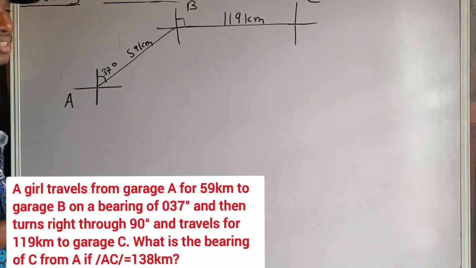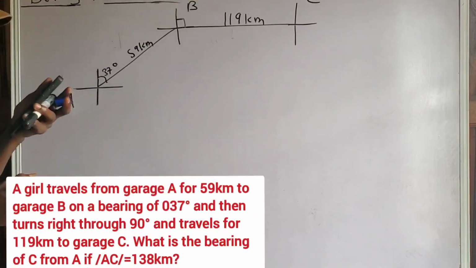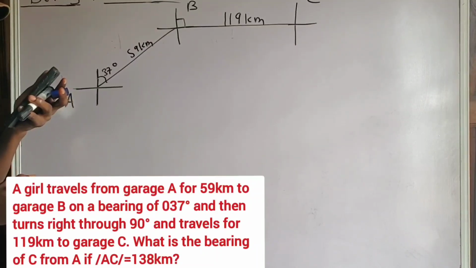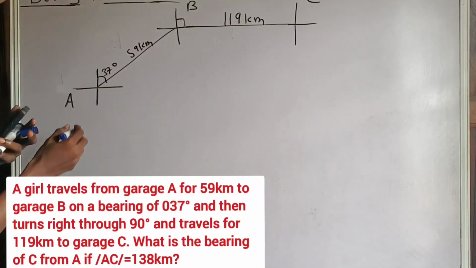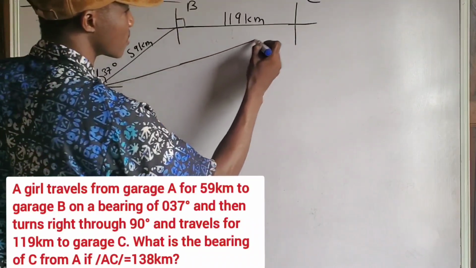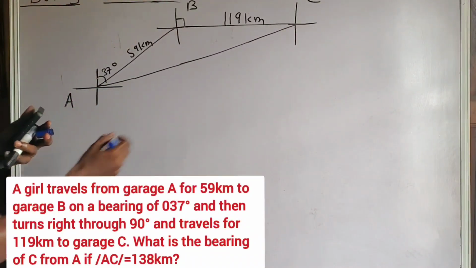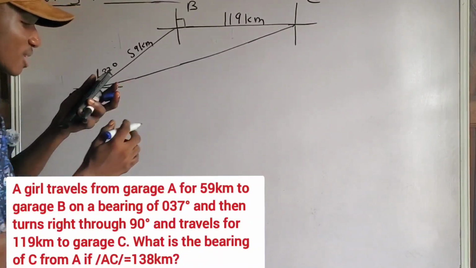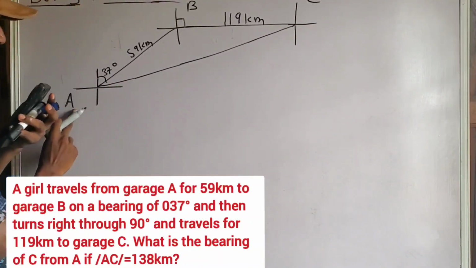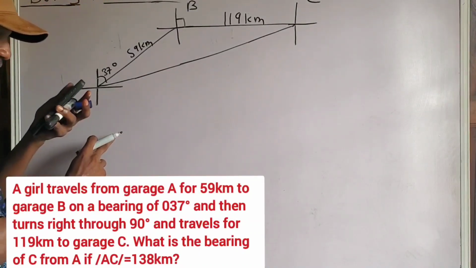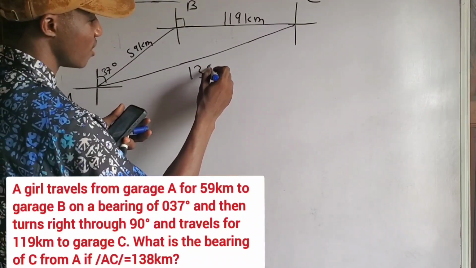Do you understand? So that is the question. The question says that we should calculate the bearing of C from A. So let us go to this line. If AC is 138 km, that is, the distance from garage A to garage C is 138 km, so I'm going to have 138 km here.